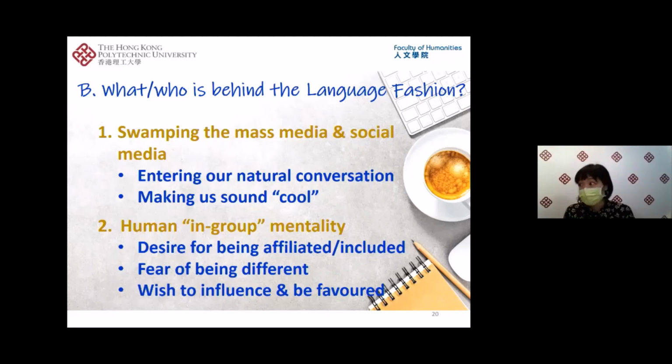So the mass media and social media play a very important role. And particularly for young people, you don't want to sound outdated. You don't want to sound old-fashioned. And that is why if everyone is using a particular fashionable word, first of all, you have to make sure that you understand them. And second, you have to make sure that you are using them so that you sound cool in front of your friends. And that is why wanting to sound cool and trying to sound cool is the first reason. And that is why we learn a lot from the social media and mass media.